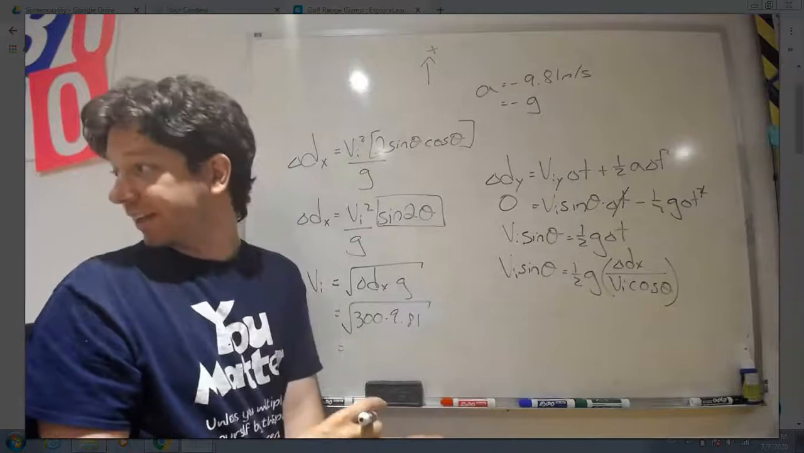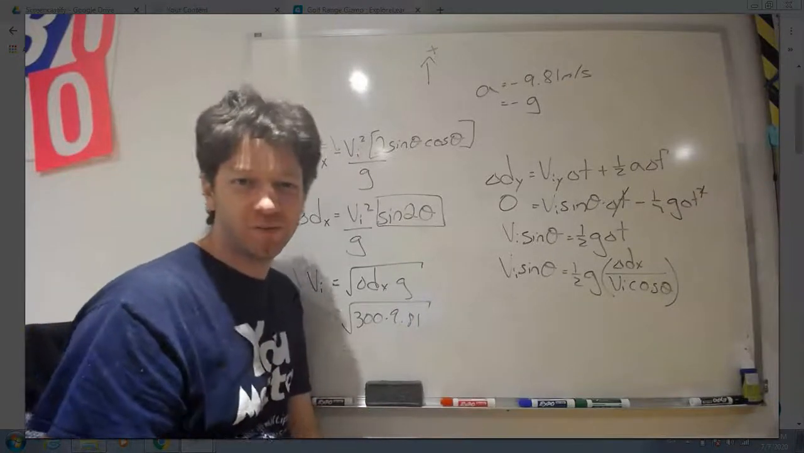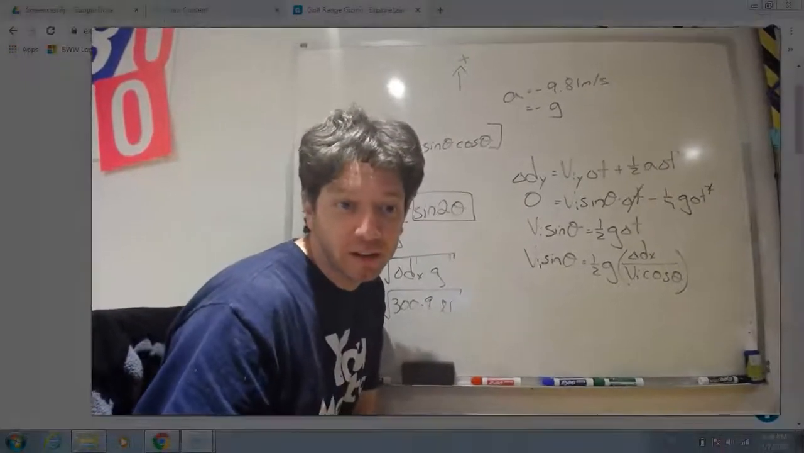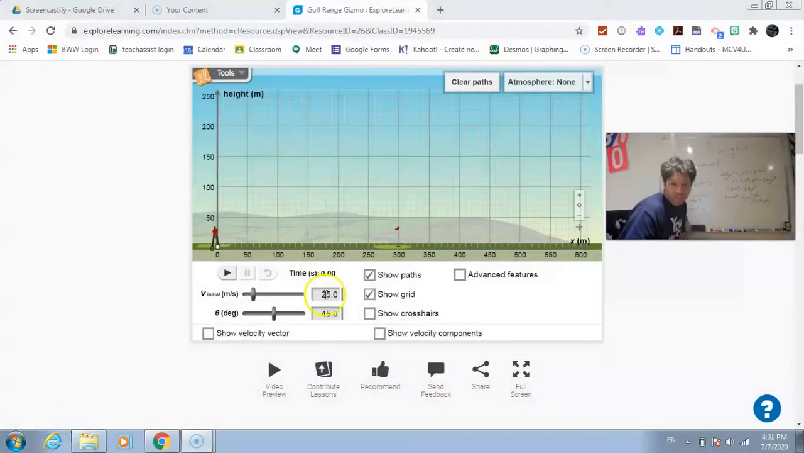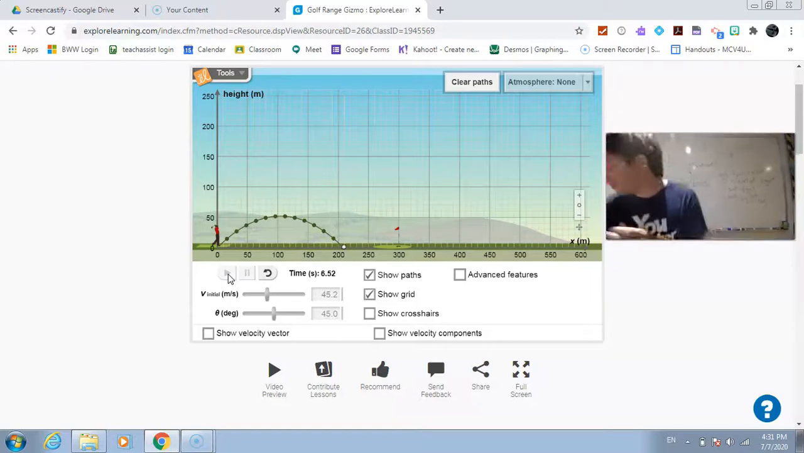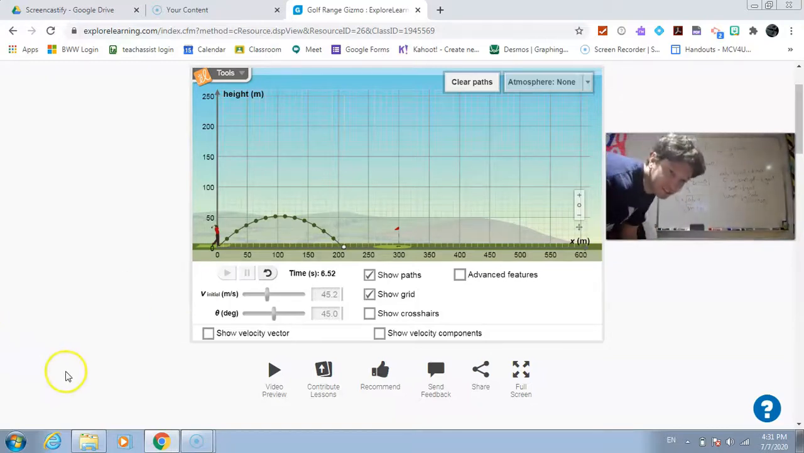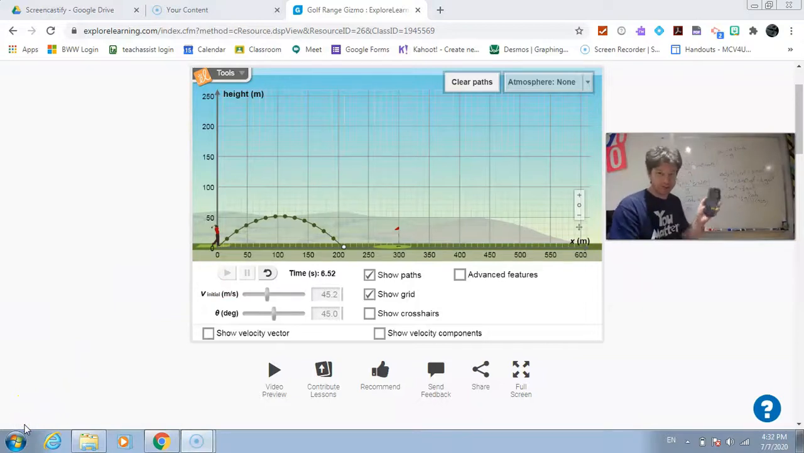I lost my calculator. I think it's 45.2. Let's try it. So if I change this to 45.2, hit the ball. No, it's not. I need my calculator. Hold on. I'm going to pause this. All right, so I got my calculator. So the square root of 300 times 9.81 is 54.3. I got my numbers mixed up.